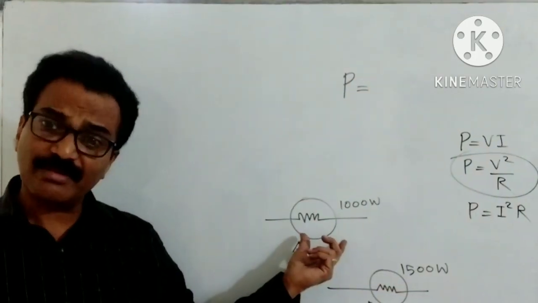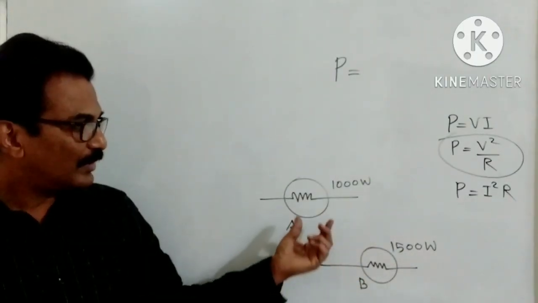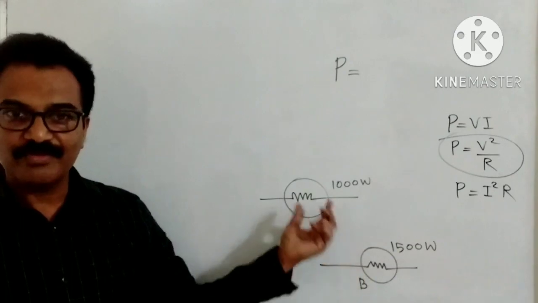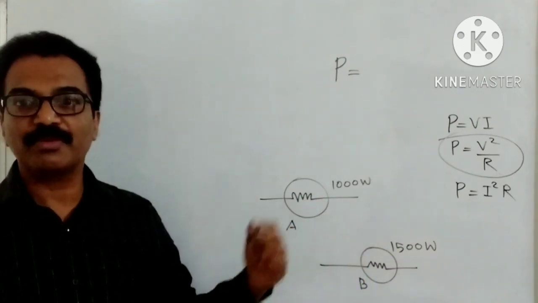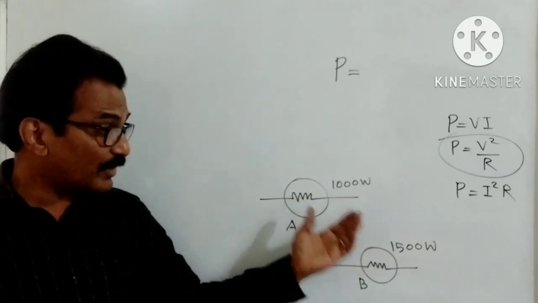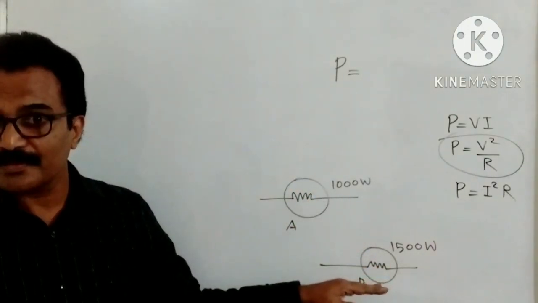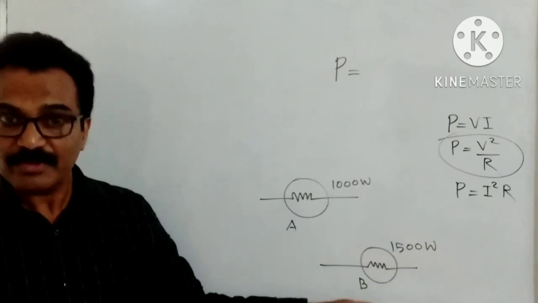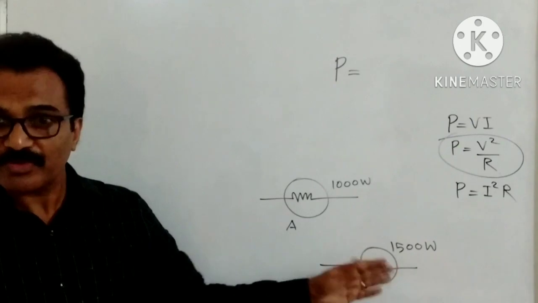You can think another way also. Sir, once again, can you repeat the question? My question is, two heaters are there, A and B. Which heater needs more current for its normal working? Both the heaters are not taking the same current. Which heater needs more current? B must need more current. Why? Its power is more, no? So it needs more current.